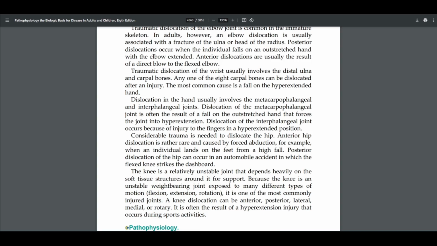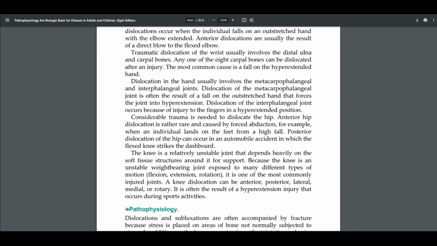Traumatic dislocation of the wrist usually involves the distal ulna or carpal bones. Any one of the 8 carpal bones can be dislocated after an injury. The most common cause is a fall on the hyperextended hand.